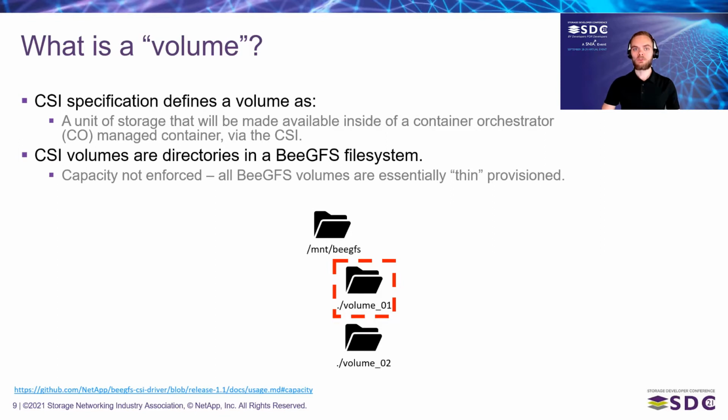For now, BeeGFS volumes in Kubernetes are essentially thin provisioned. The capacity requested has no bearing whatsoever, and users are free to create volumes that individually or in aggregate exceed the capacity of the BeeGFS file system. This allows administrators to separately monitor available capacity based on actual user consumption and add capacity behind the scenes without users being the wiser. For more on how the driver handles capacity, check out our documentation on GitHub.